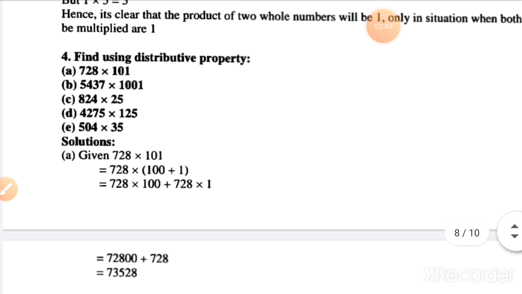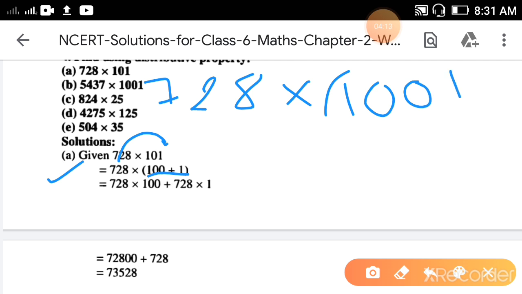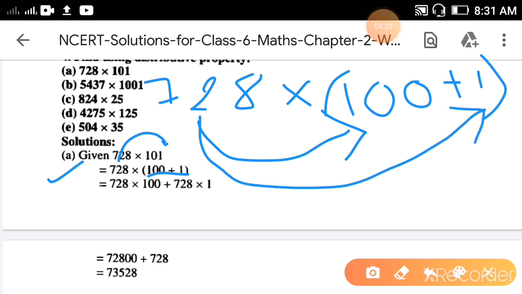Question number 4. Find using distributive property. First one, 728 into 101. This 101 you can write as 100 plus 1. Now this 728 is distributive over this addition. It means 728 into 100 plus 1. It means this 728, one time you have to multiply with 100 and second time you have to multiply with 1.